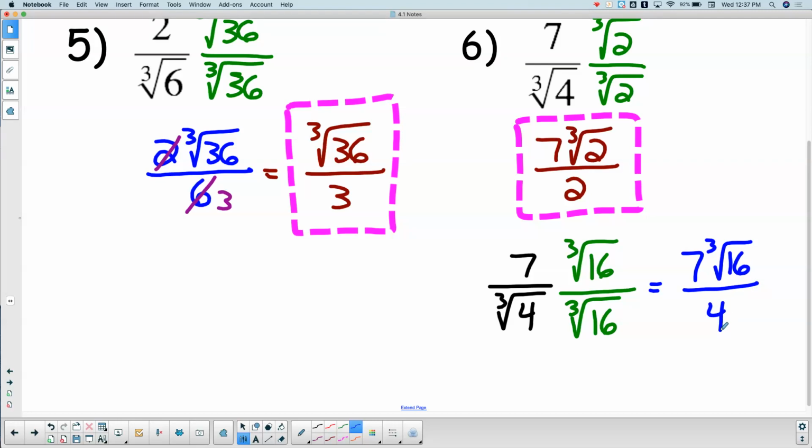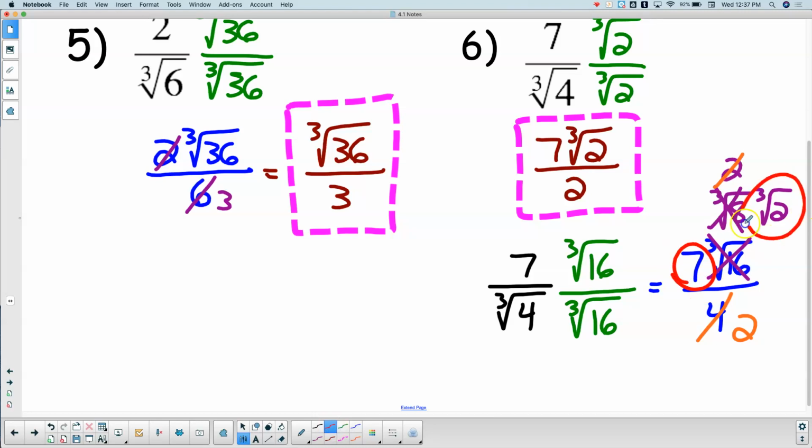But the cube root of 16 is the cube root of 8 times the cube root of 2. The cube root of 8 is 2. 2 goes into 4 twice, leaving me with 7 cube roots of 2 over 2. 7 cube roots of 16 over 4 is a non-reduced fraction. It's like saying 6/8.